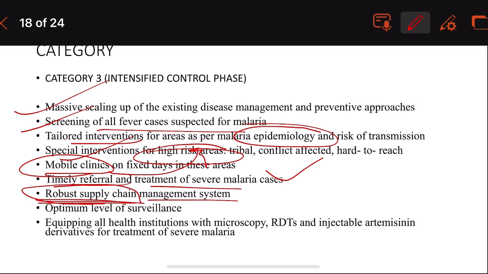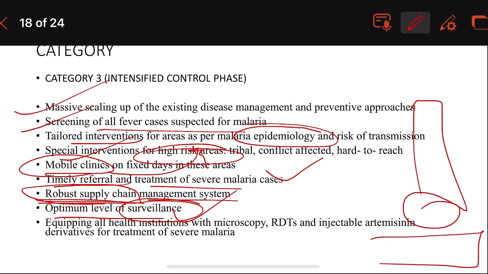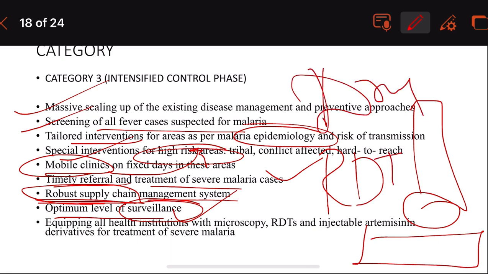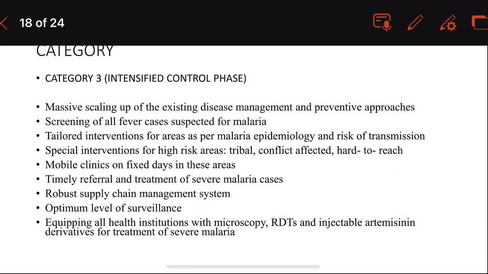And then we have optimum level of surveillance, and all the health institutions will be provided with a microscopy, and providing them rapid diagnostic tests and the drugs for the treatment of malaria. This was in the category 3.